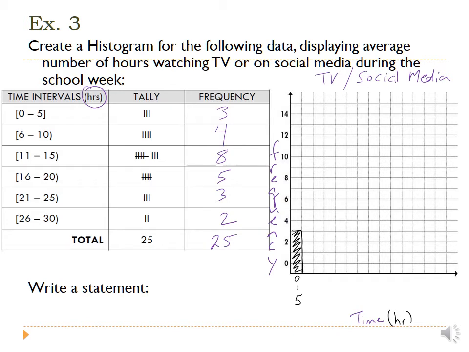Our next one was 6 to 10. That was 4. And again, we're making a histogram. Bars can touch. 11 to 15. That was 8. 16 to 20. That was 5.